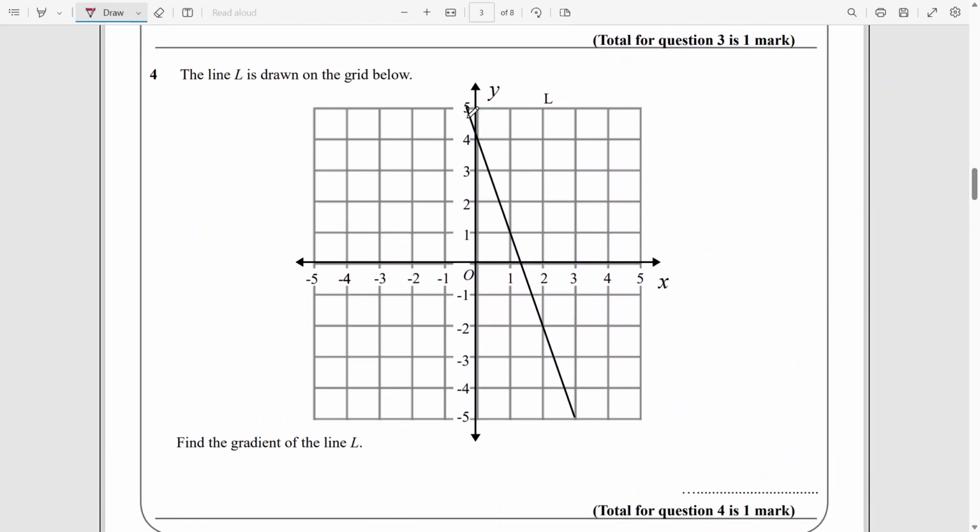And now this line goes in the opposite direction. So we want to work out the gradient. We can work out the gradient by drawing a line from here and across. Now, across is going to be 1, and up is going to be 3. But mind you, when you do your gradient this way, you're going to have a negative gradient. So it's going to be minus 3 over 1, and the gradient is going to be minus 3.